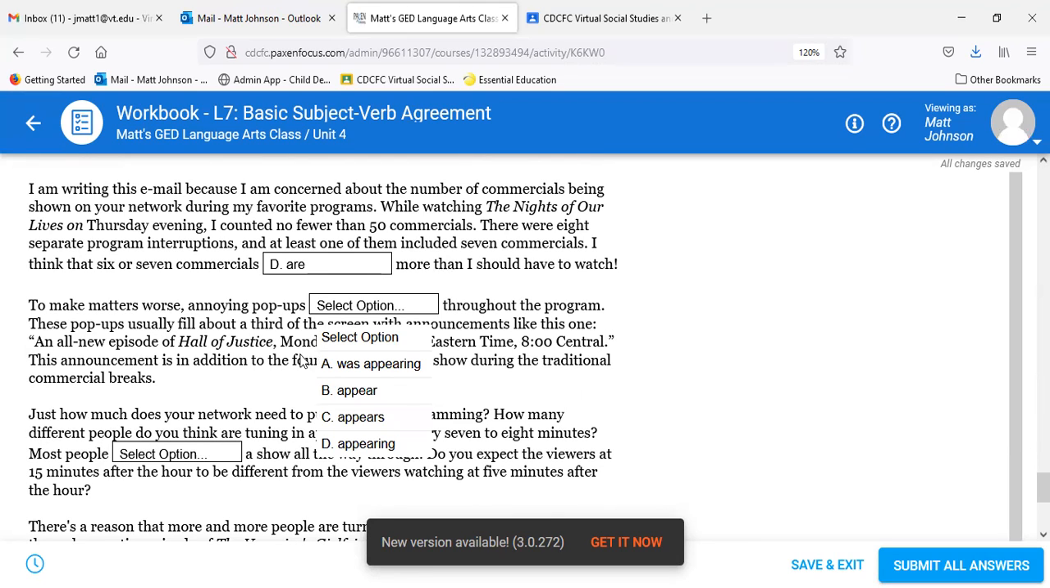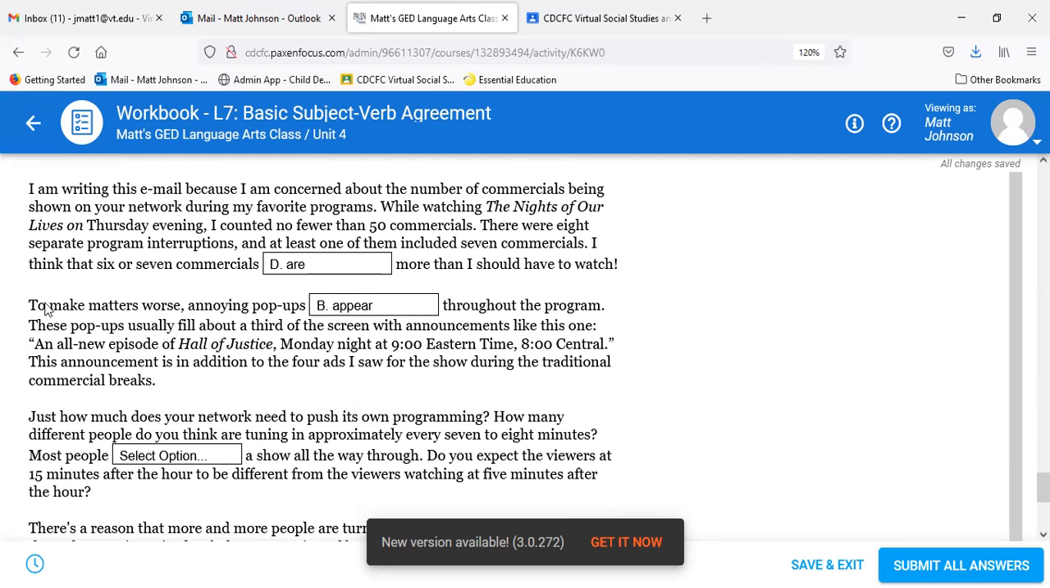B. Appear. Yep. So that's the plural. Annoying pop-ups, plural, right? Ups appear, plural verb, throughout the program.